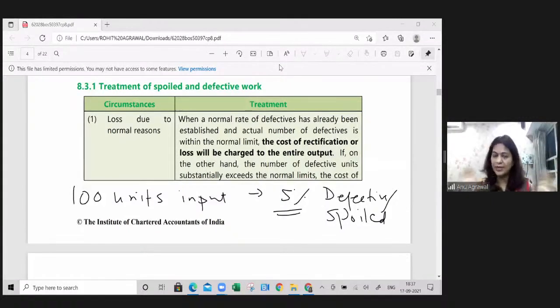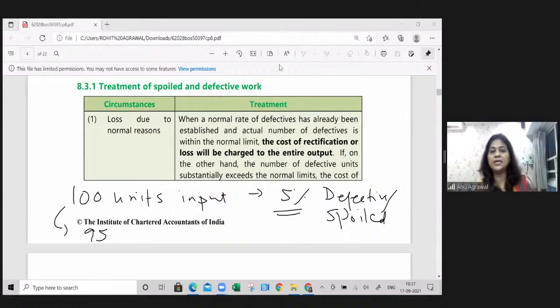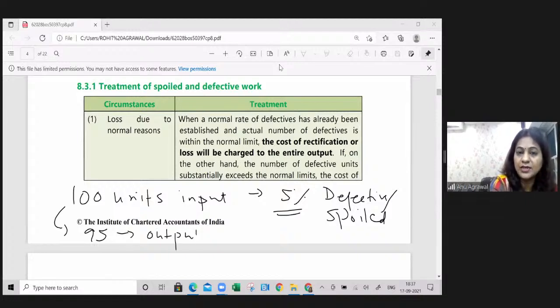Till 5%, I am fine. That means if 100 units you input, I always assume that 95 units will come into existence. That means 95 will be the output. Now, what does ICAI mean? That this will be charged to the entire output. This is an acceptable limit. I accept that 5% of defectives will be there.